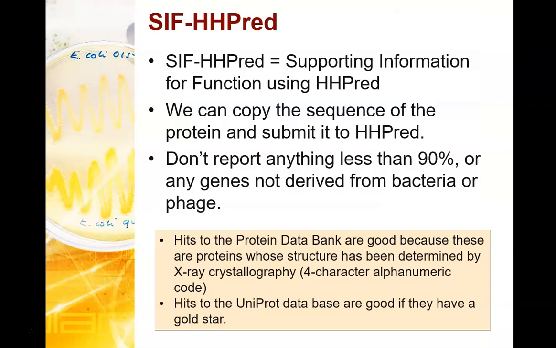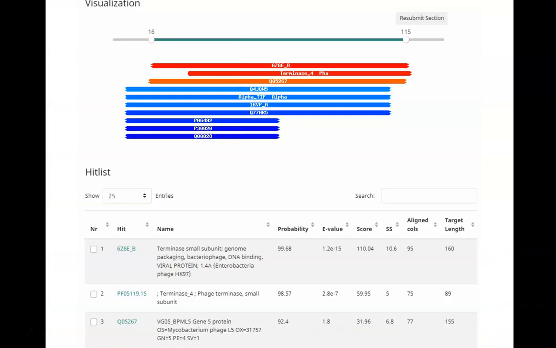Oh, the other thing is, if you get hits that are 90% that might not be derived from either phage or bacteria. So phage infect bacteria, so sometimes we'll see bacteria genes that are similar. If there's a hit to Arabidopsis, which is a plant, or human, or yeast, or anything like that, don't report it. So even if you have a 90% hit, if it's not an organism that is either phage or bacteria, you should not report that. So again, this is just a screenshot of the top hits that I got in HHPred.